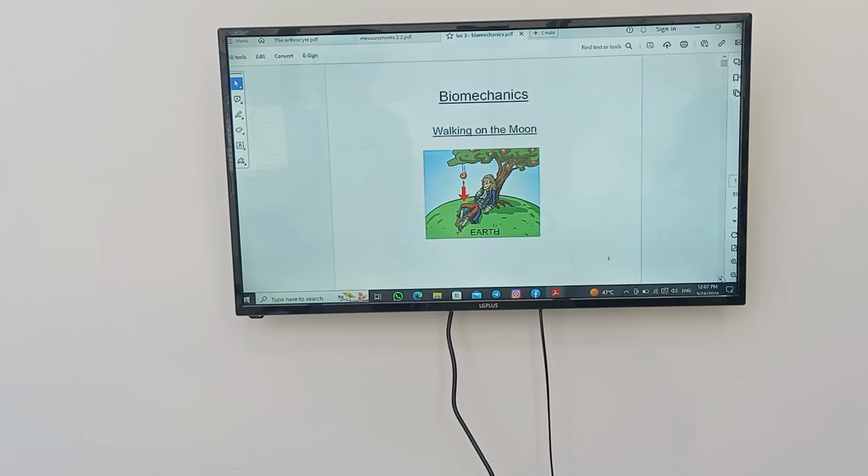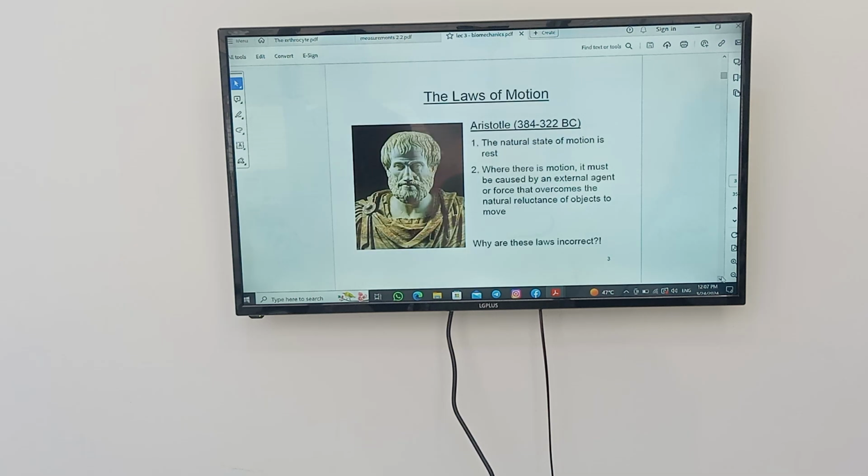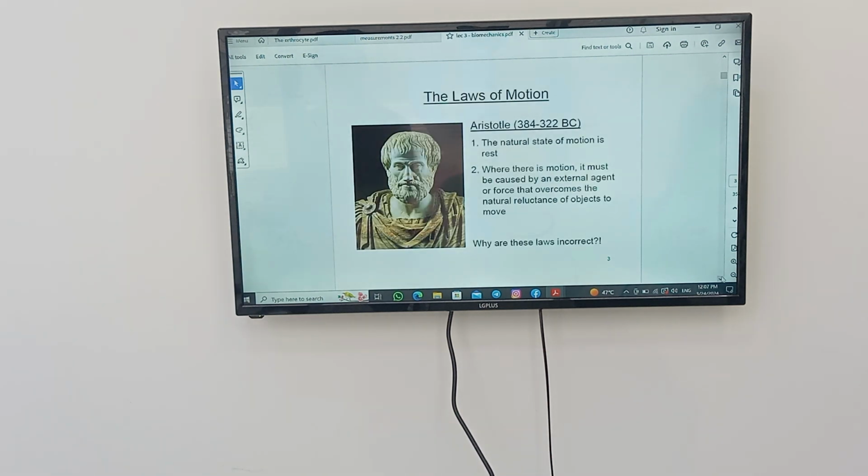Now, we're going to talk about biomechanics. In this unit of biomechanics, we're going to discuss Newton's law of motion, vectors and scalars, force, speed, velocity, and acceleration, torque, muscle in joints, and pressure. For example, flow of water up a tree. First, we're going to take the law of motion, or Newton's law of motion. According to each scientist, each of them said their version of the law of motion.